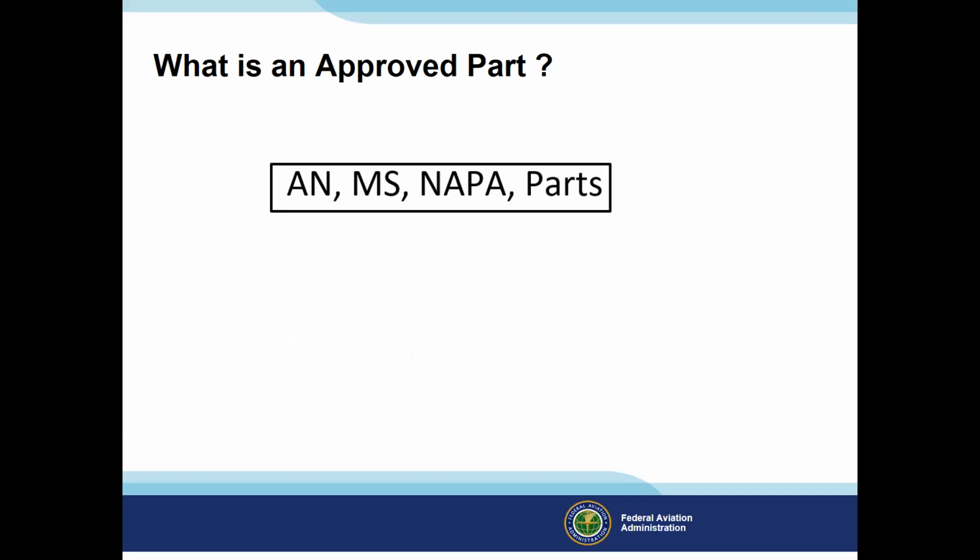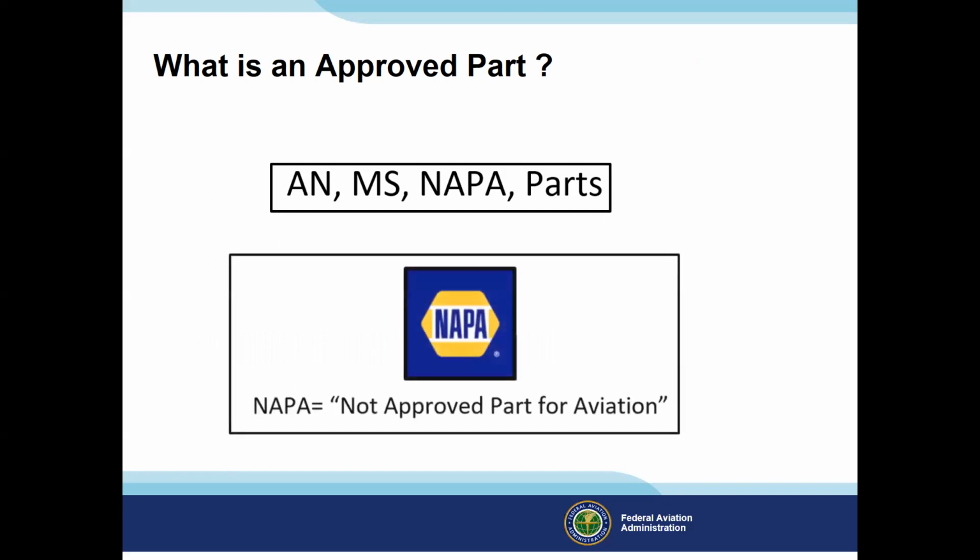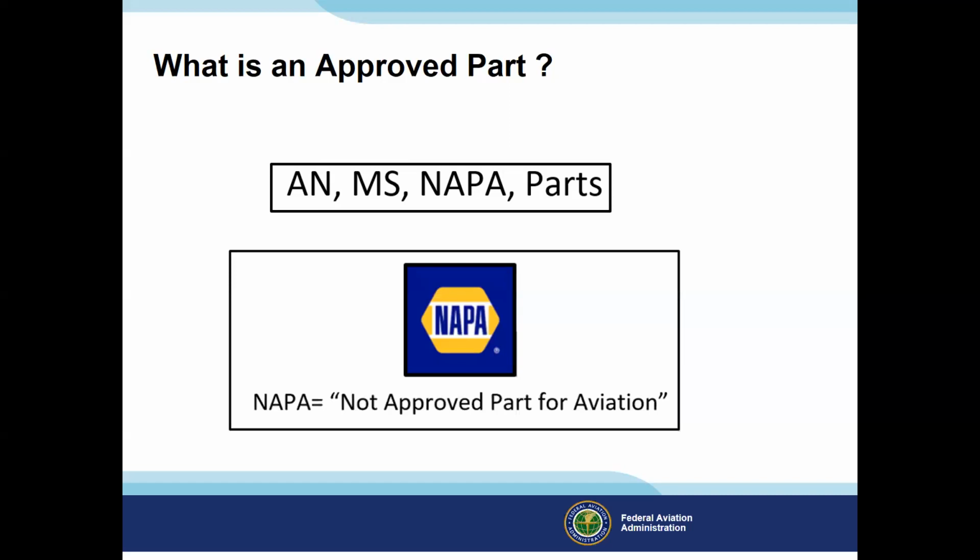What does NAPA mean? Go ahead, Gary. Oh, no, Gary. NAPA does not mean not approved part for aviation. No, it really means National Automotive Parts Association. But you shouldn't be buying parts from NAPA or any other AutoZone to install on an airplane.